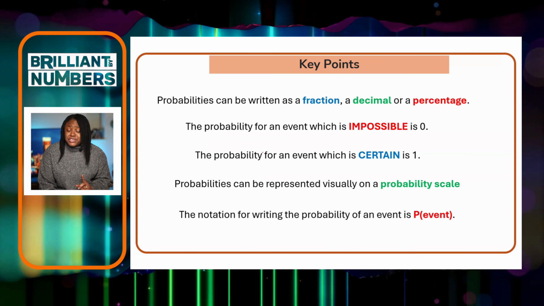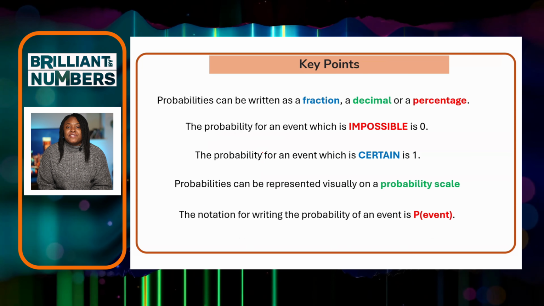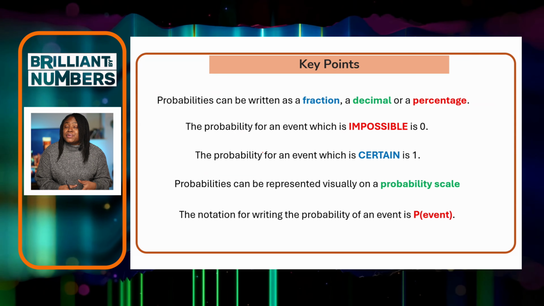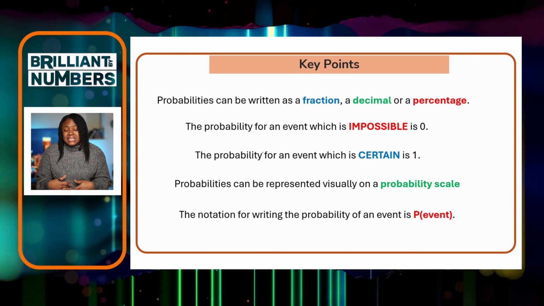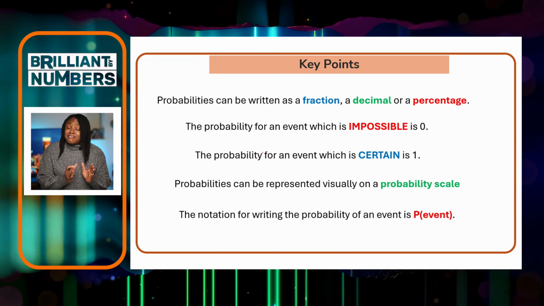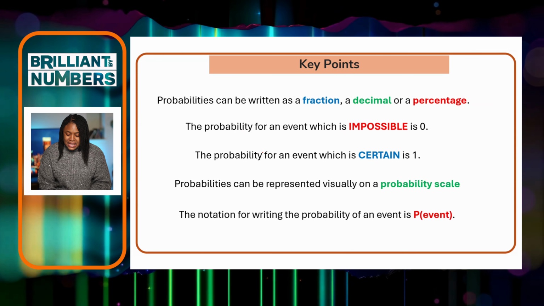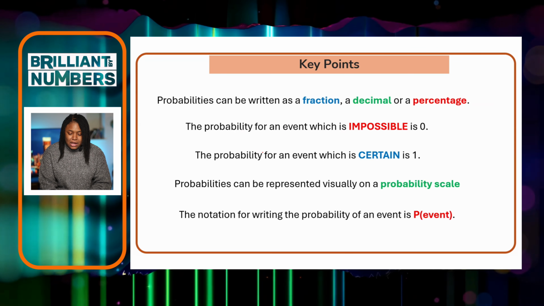Now, the notation for writing the probability of an event is P on the outside of a bracket and the event on the inside. So let's say, for example, we're talking about the probability of an even number. Then we will have P, and in the bracket we will write even number. That's how we use the notation for probability.